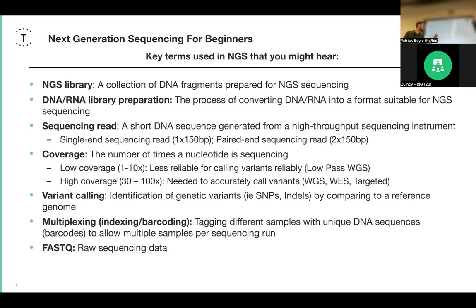Higher coverage for whole genome sequencing, you're looking at like 30 to 100x coverage. You generally don't see a lot of people doing more than 100x coverage for whole genome sequencing because, again, it gets really expensive to sequence 3 billion bases.